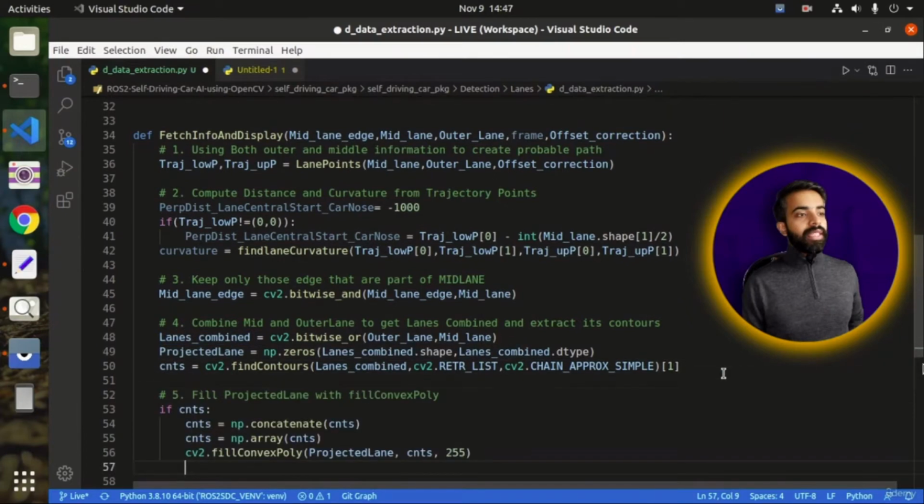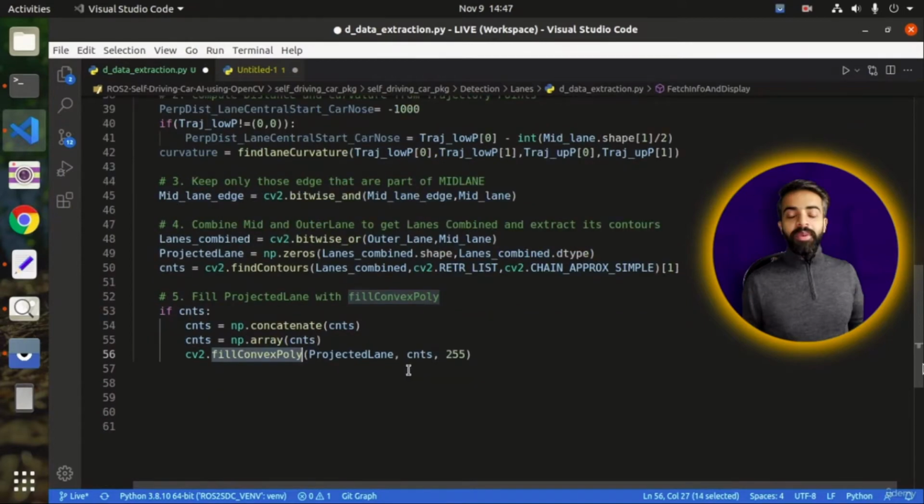For the next step, we fill that projected lane by using the OpenCV function fillConvexPoly. All this function does is take the contour we provided and fill that contour with everything that it's got. Once it's filled, we now have the projected region, or the region in which the car can move. Now this will be displayed in the green color.